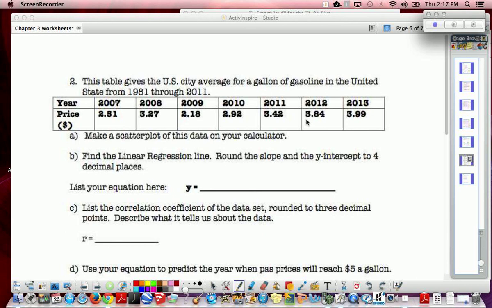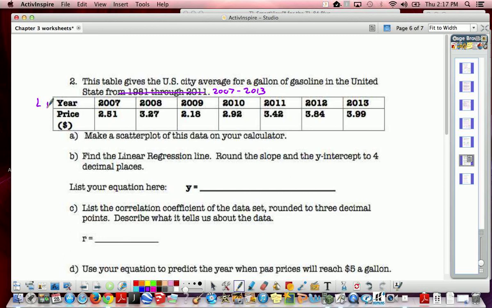Let's turn to the second page of this worksheet, and we got ourselves another table of data. This table gives the U.S. city average for a gallon of gasoline in the United States from, and this is where we'll do a little correction here, because it's really not from 1981 to 2011, but from 2007 to 2013. So, the first thing it asks you to do is make a scatter plot of this data on your calculator.